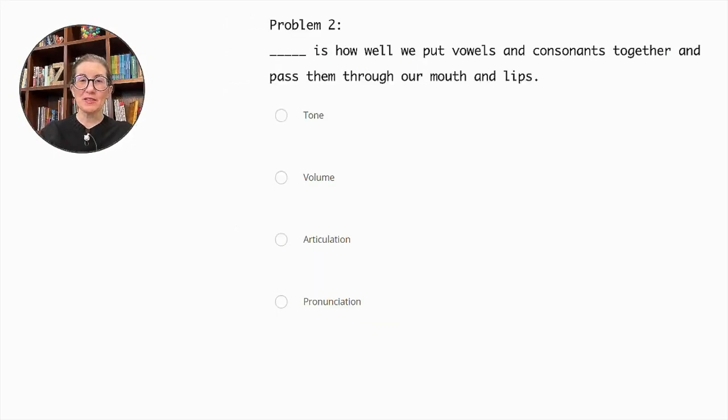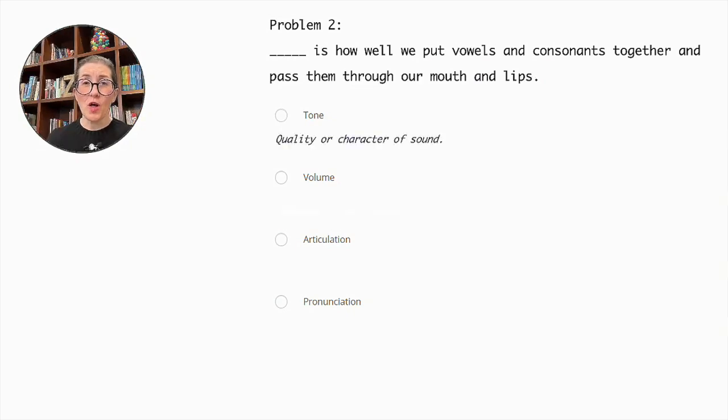Problem number 2. Blank is how well we put vowels and consonants together and pass them through our mouth and lips. Tone, volume, articulation, or pronunciation. Tone refers to the quality or character of sound, which affects the emotion or attitude expressed, so that cannot be the correct answer. Volume is the loudness or softness of the sound produced, so that is incorrect as well.